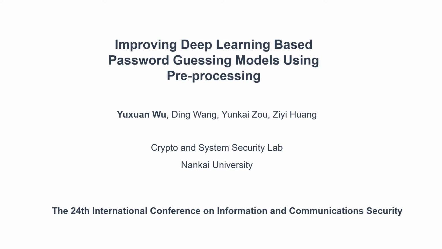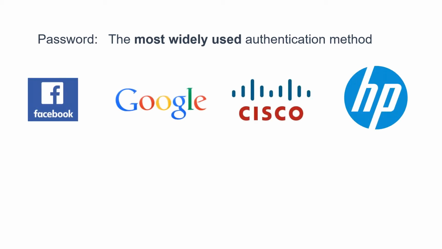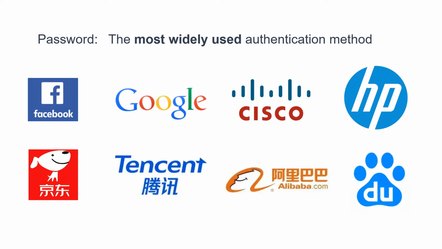I'm going to give you a presentation. The topic is improving deep learning-based password guessing models using preprocessing. Passwords are common in our daily digital lives, and password-based authentication will remain the most widely used authentication method in the foreseeable future due to their simplicity to deploy and easiness to change. Therefore, it is of great importance to understand password security.